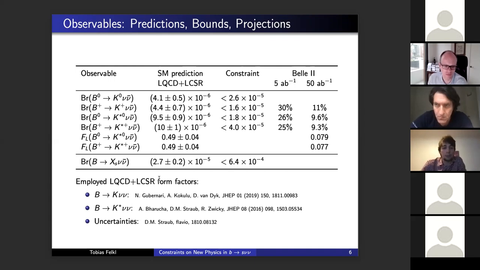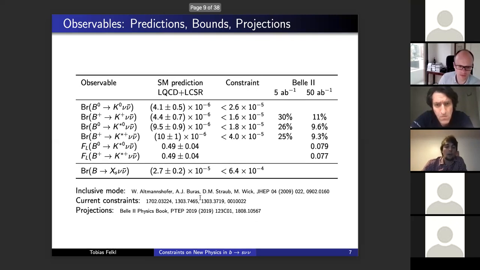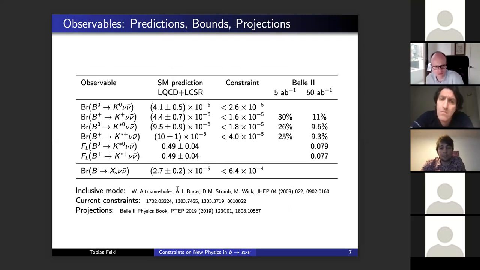Therefore, what we did is we used the results that can be extracted from a combined fit to lattice QCD data and light cone sum rules. So for the decays B to K, we used the results from this paper, and for the decays B to K star, we used another one that you can see down here. In order to calculate the uncertainties that come with the predictions, we used the flavor physics package Flavio developed by David Straub. Right. The standard model prediction for the inclusive mode is also cited and can be looked up in this paper here.